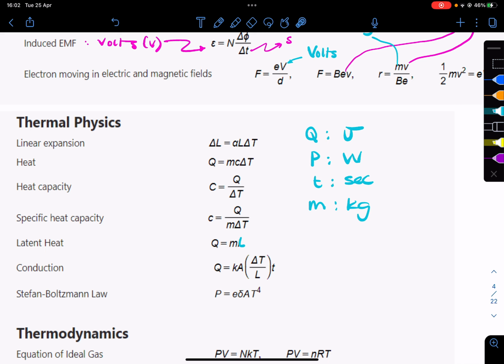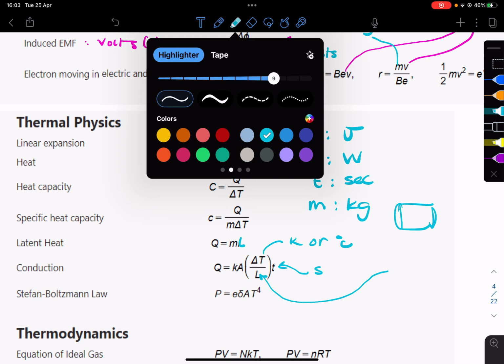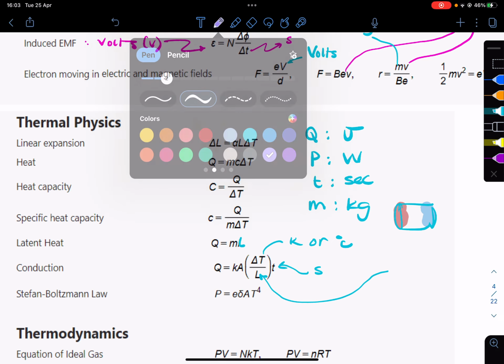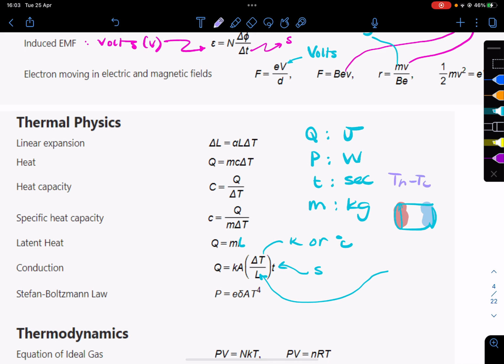For conduction, this is your change in temperature, so it should be in Kelvin, but because it's a change, it can be in Celsius as well. T, always in seconds, and this L, it's not the length, it's the distance between the hot end and the cold end. So if you've got one end that's hot, and one end that's cold, then T2 minus T1, or T hot minus T cold, that's your delta T. And this is your L.